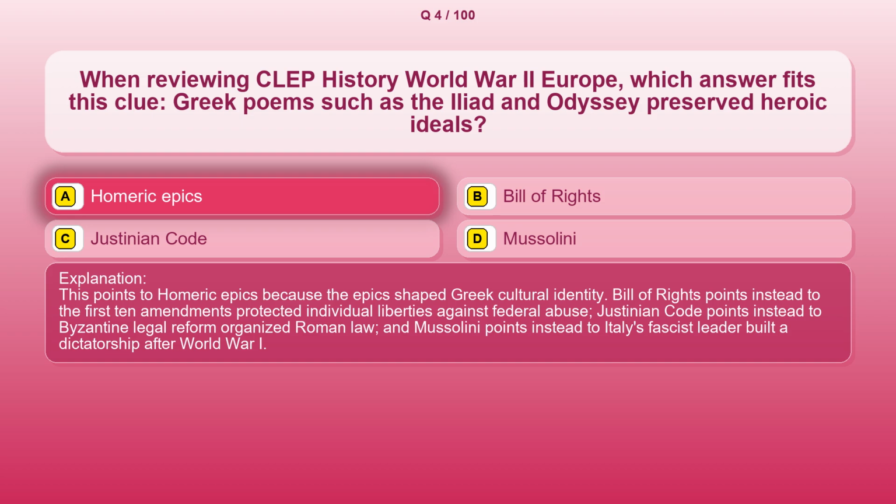Bill of Rights points instead to the first 10 amendments protecting individual liberties against federal abuse. Justinian Code points instead to Byzantine legal reform that organized Roman law, and Mussolini points instead to Italy's fascist leader who built a dictatorship after World War I.